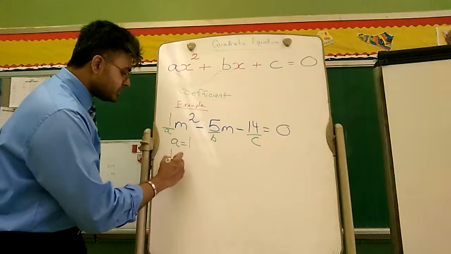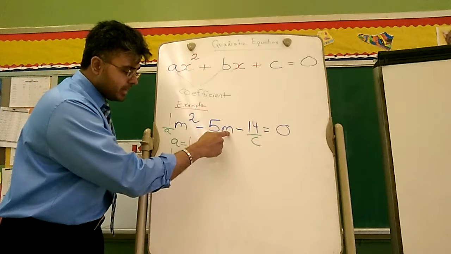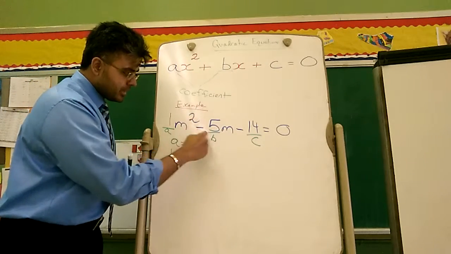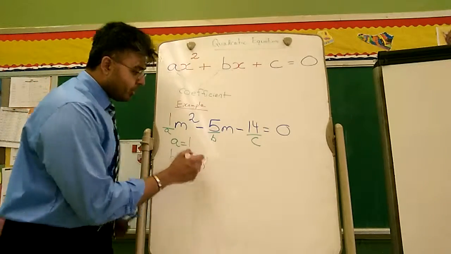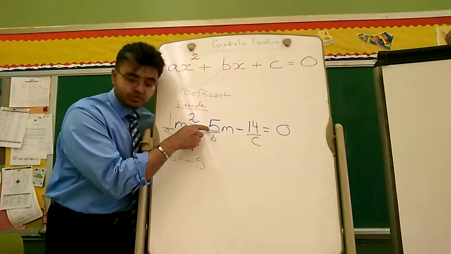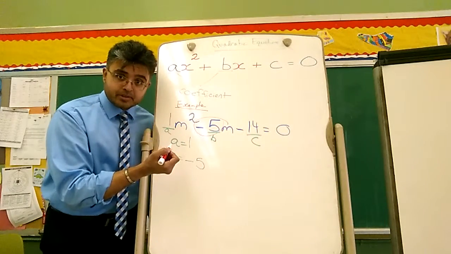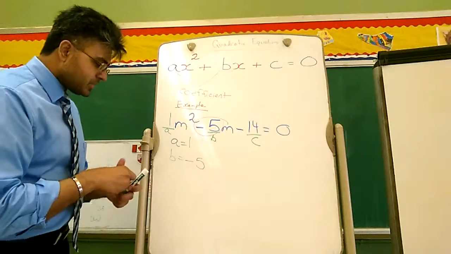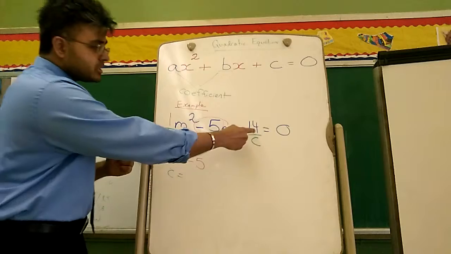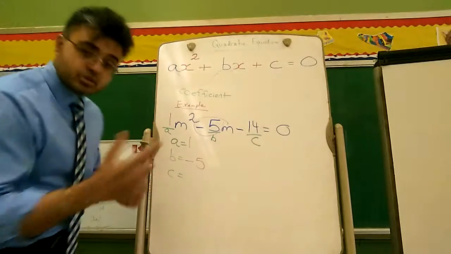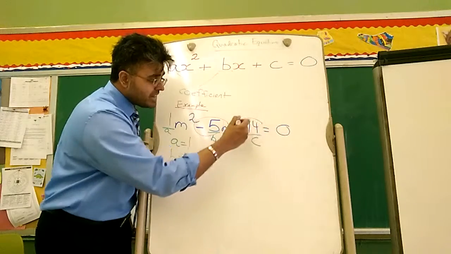Let's try this one. This is pretty easy. What is b equal to? Well, B is the number in front of this m, and that number is minus 5. Why minus? Because minus is right next to the 5, and minus is part of the family. You've got to keep the family together. And finally, the last one, letter C. What is C equal to? Well, C is this number right here, and there's no missing number, so C is equal to minus 14.